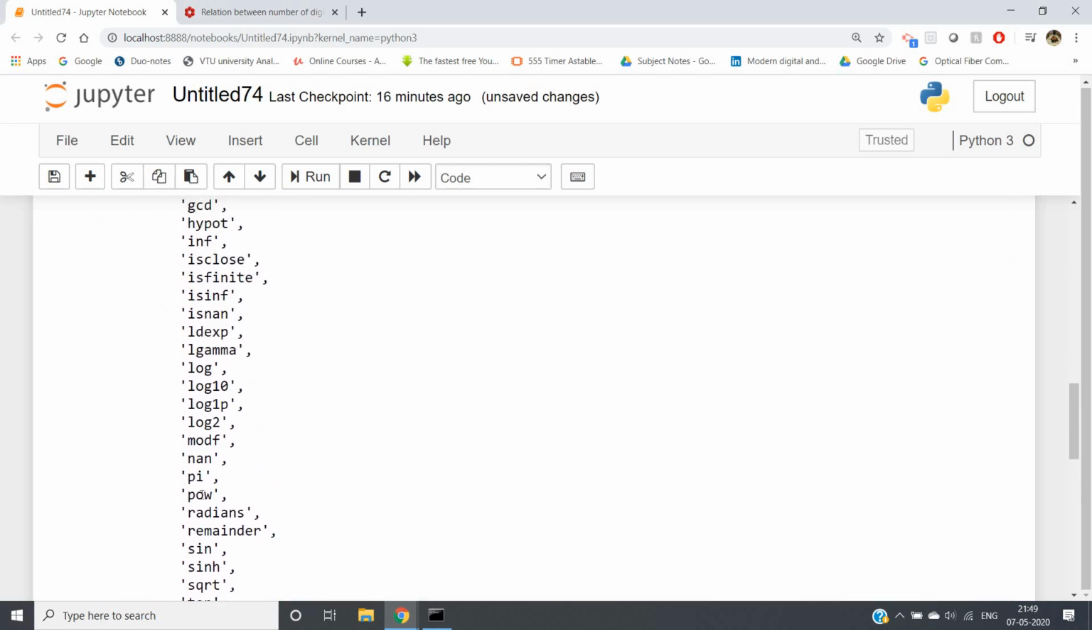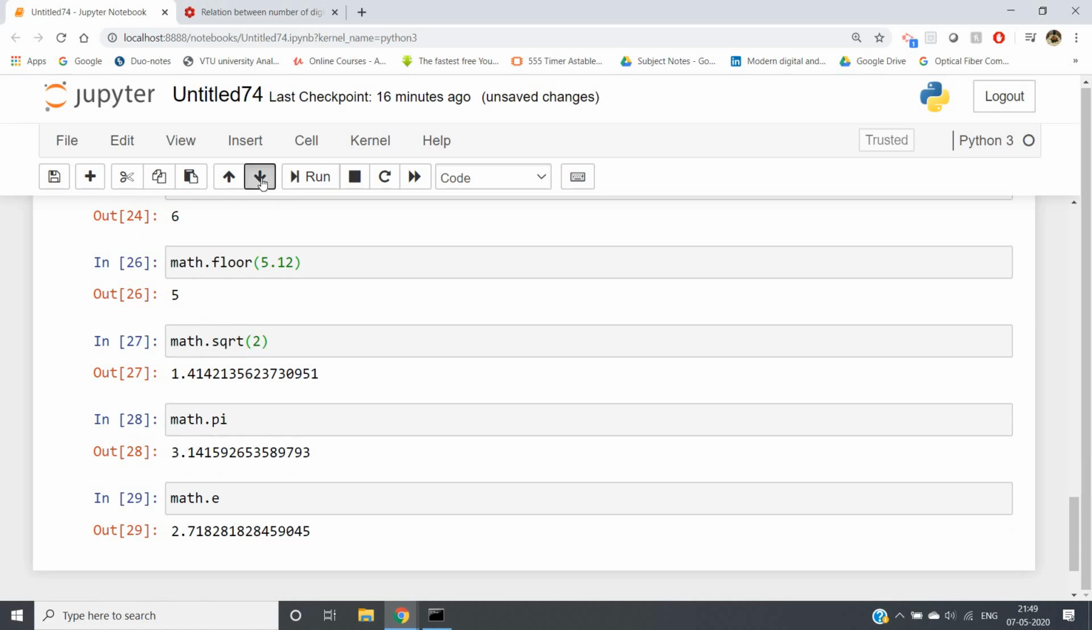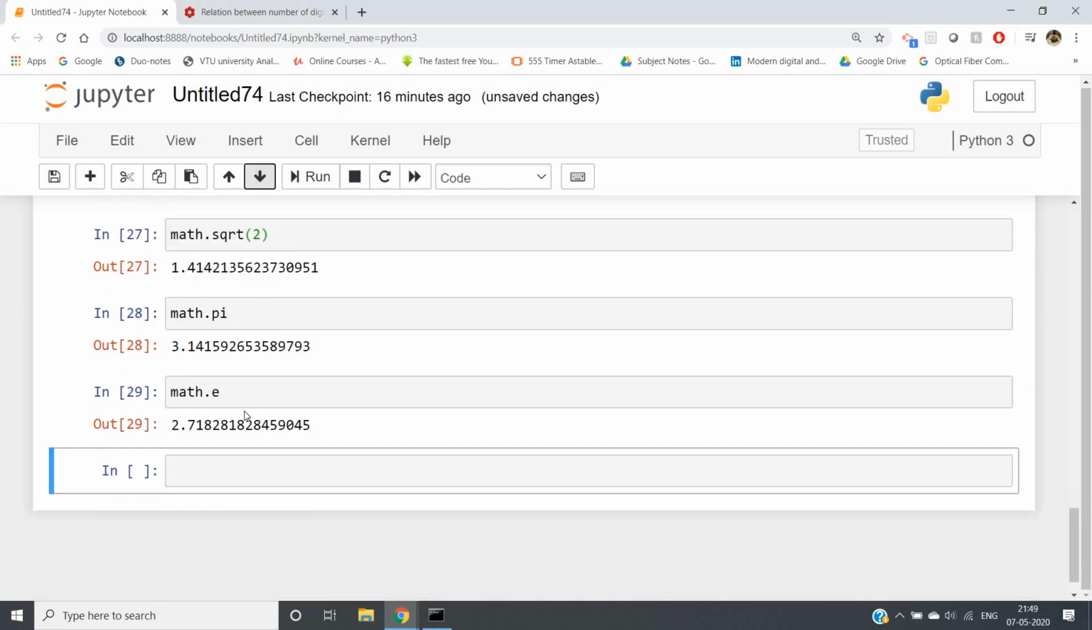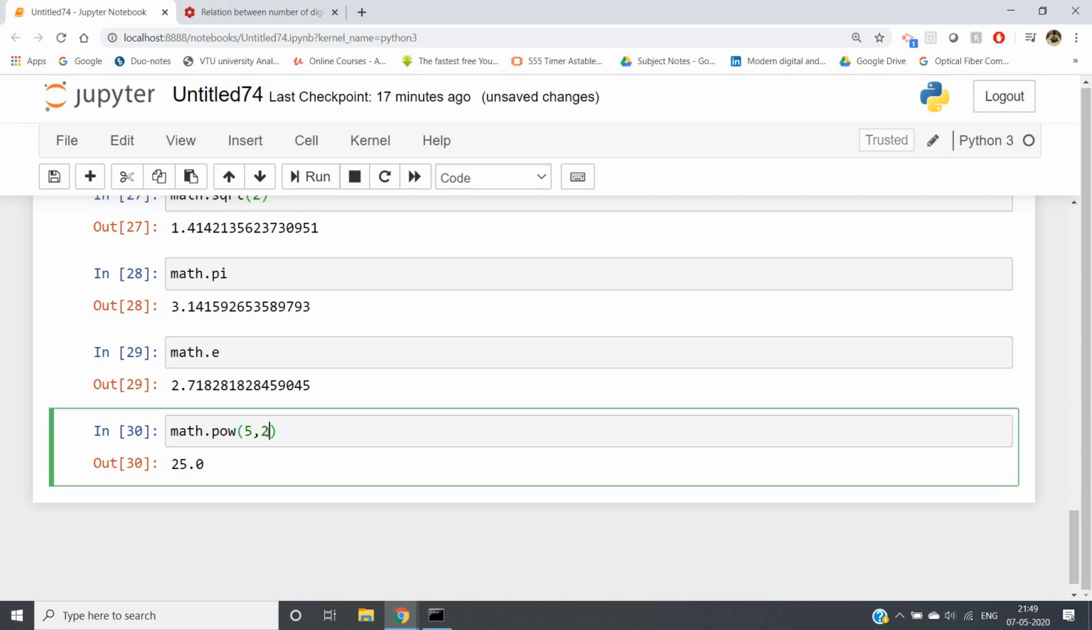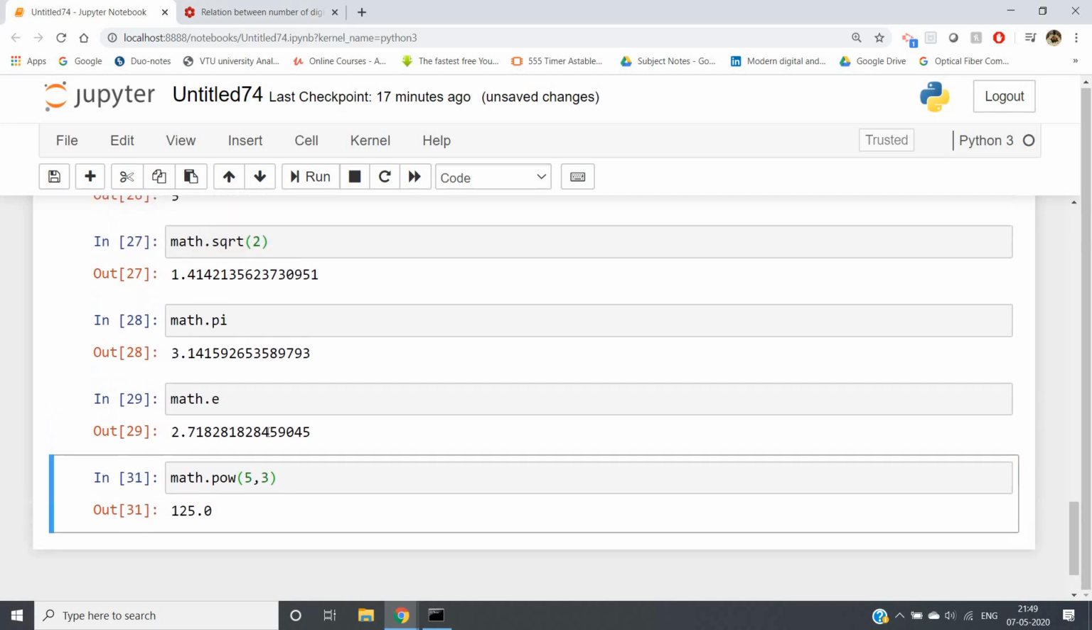Then pow. I have shown you how to calculate the power of a number, that is, we can use double star. Instead of double star, we can use math.pow also. In Java also, after import java.lang.Math, we do the same thing, we apply math.pow. Suppose I write 5, 2, so 5 squared gives us 25. Suppose 5 power 3, it will give us 125, because 5 into 5 into 5 is 125, right?